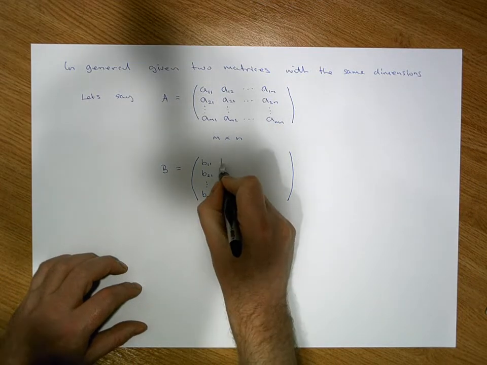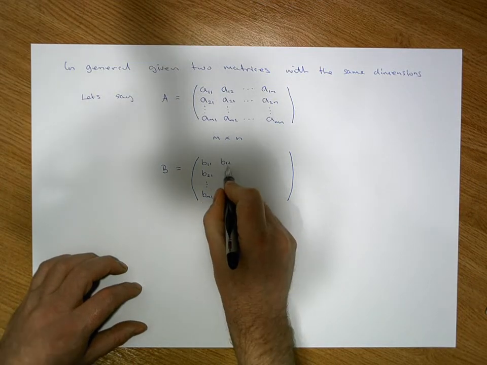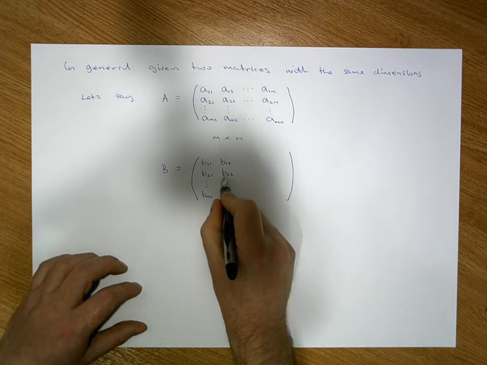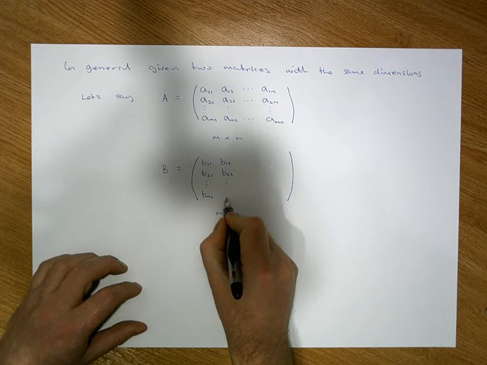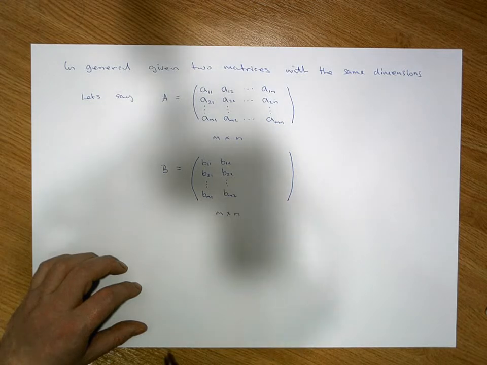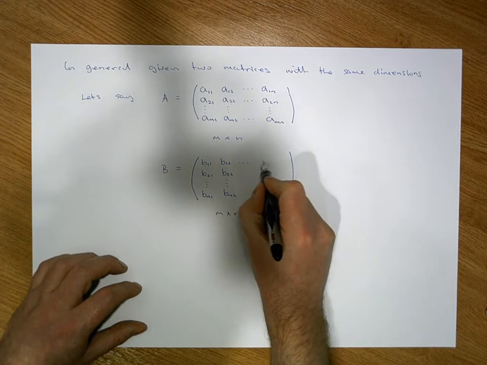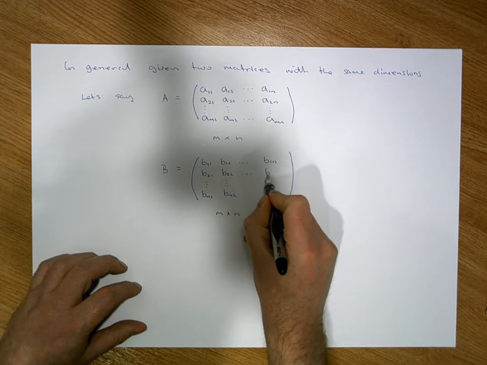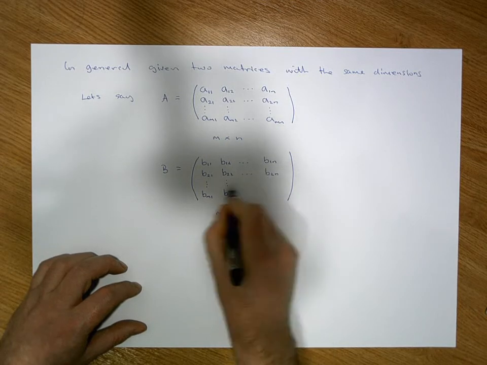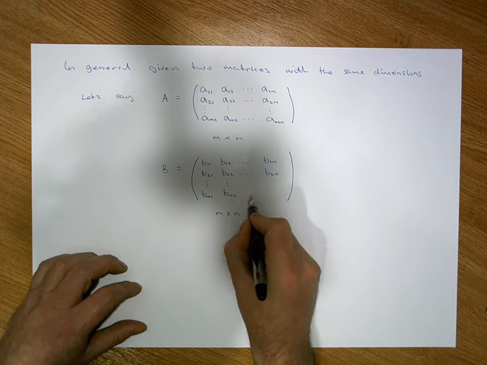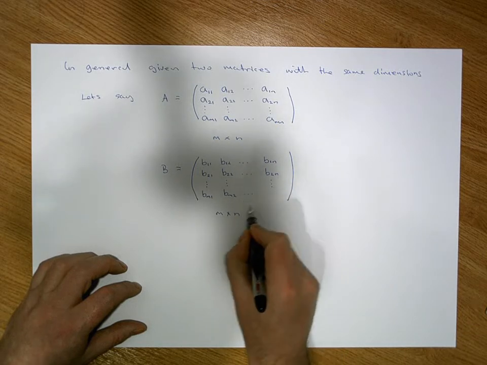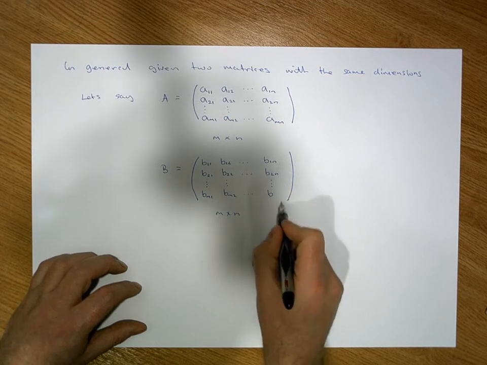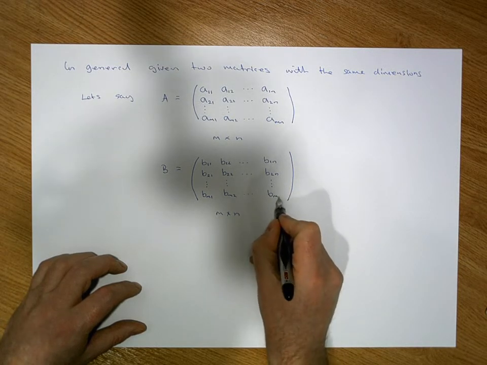Continuing, we have B12, this is the entry on the first row, second column. B22, this is the entry on the second row, second column, and all the way down to Bm2. And all the way across we have B1n. All the way across we have B2n, indicating that this entry is on the second row, nth column. And we can continue in this particular fashion, that the entry here is on the mth row, nth column, to give us the entry Bmn.